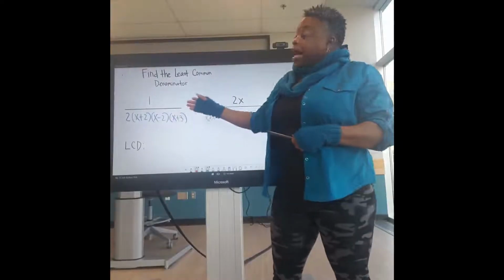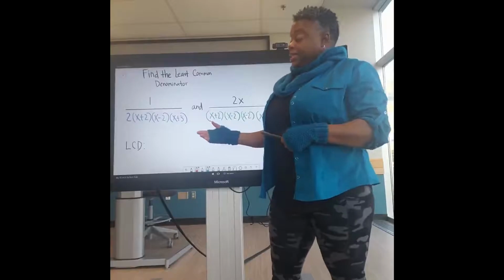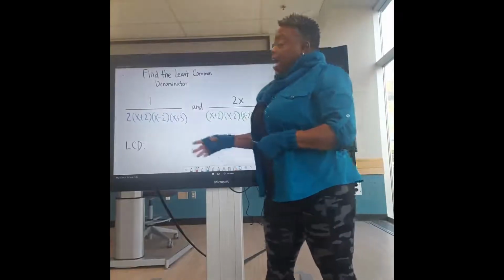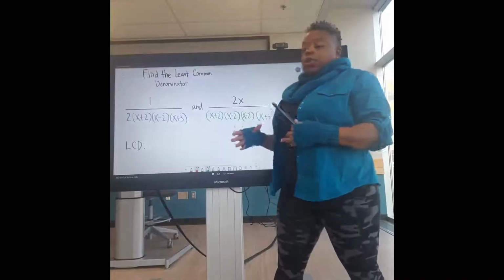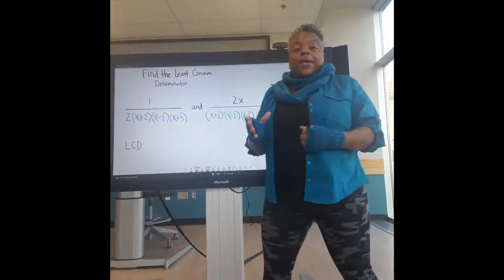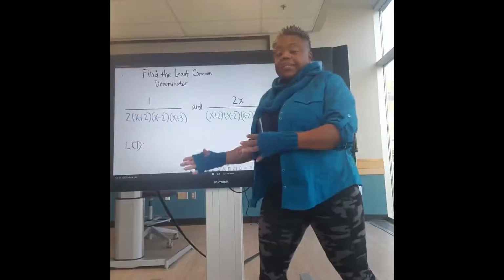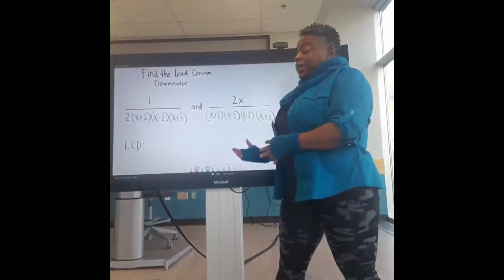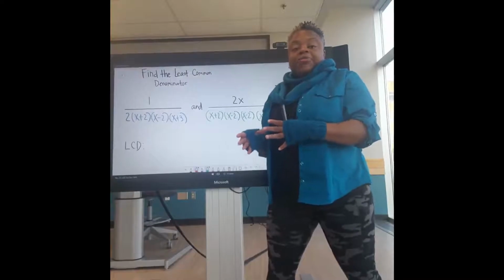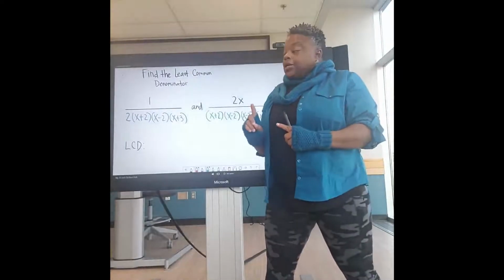I want to find the least common denominator, or the LCD, of these two fractions. I already factored everything. Everything is in factor form. So what I want to do is play a little matching game. I'm going to match up things in the first fraction with things in the second one, and once I match it up, I'm going to write it one time in my LCD.